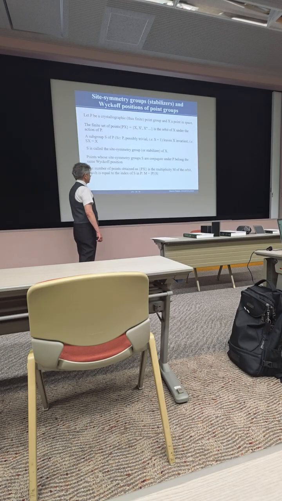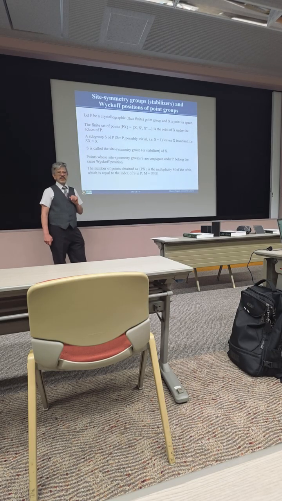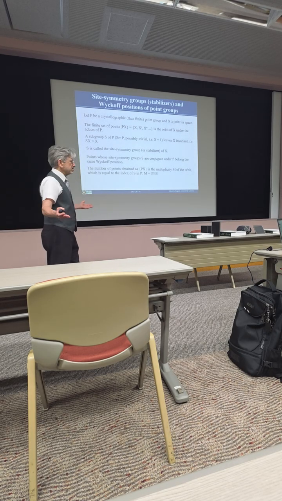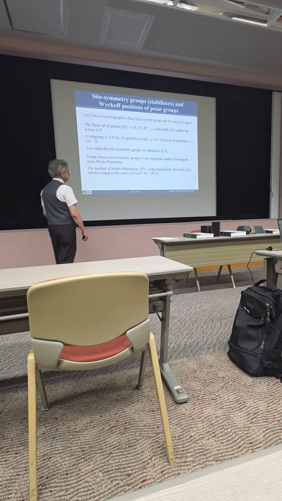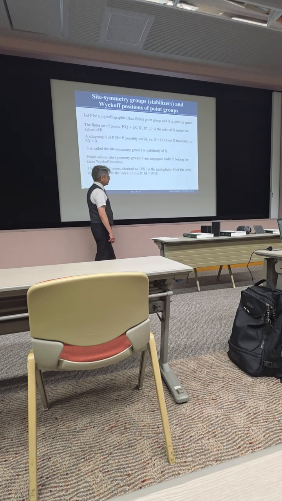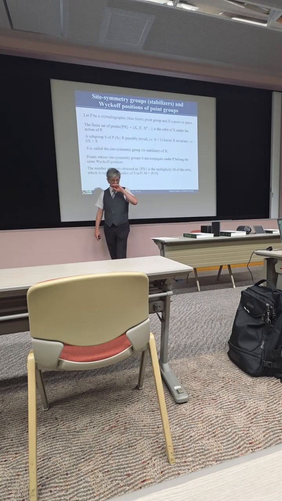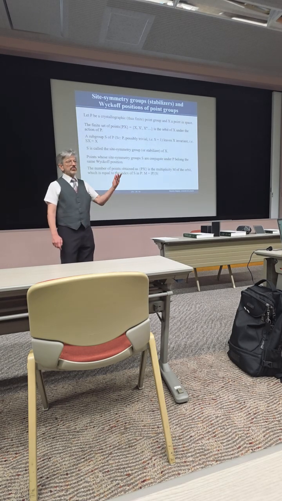The number of points that are obtained as Px is the multiplicity of the orbit. How many points belong to this orbit? Multiplicity. It is always equal to the ratio of the orders of the two groups, which means the index of S in P. Vertical bar P is the order of P, vertical bar S is the order of S. You take the ratio, you have the index of S in P. And this is also the multiplicity of the orbit, the number of points.